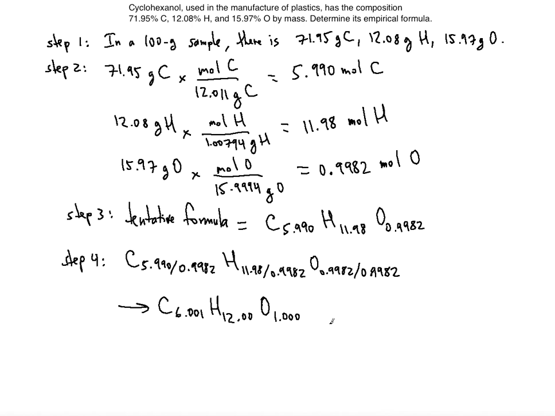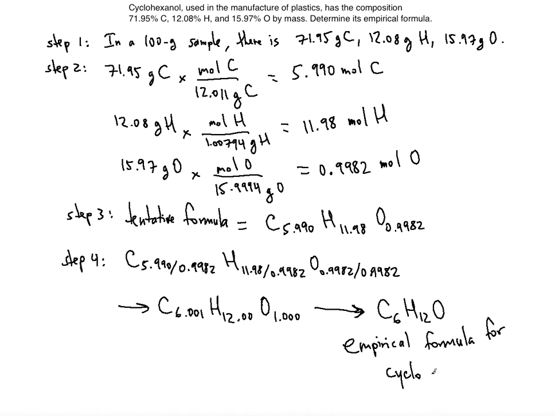So we basically round these results to the nearest integer or whole number, right? So it's going to be C subscript 6, H subscript 12, and O with subscript 1 that we don't need to write. Okay, so that is the empirical formula of cyclohexanol.